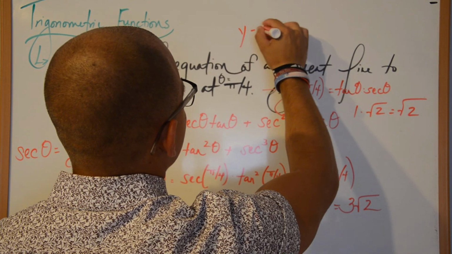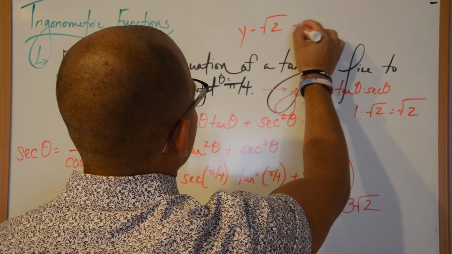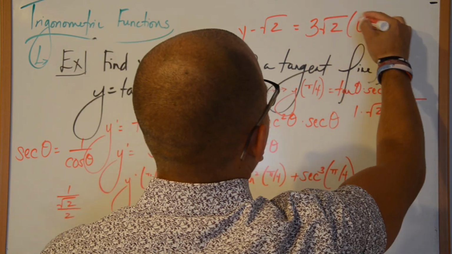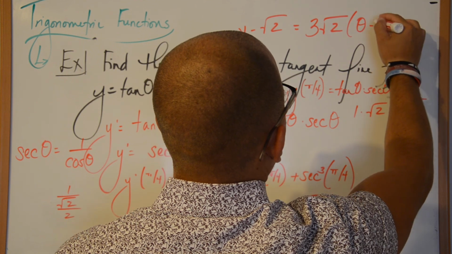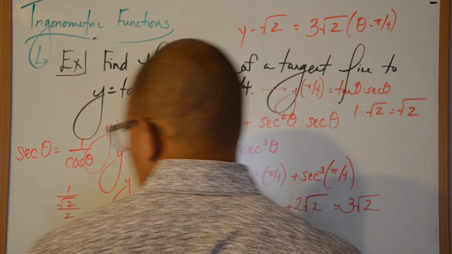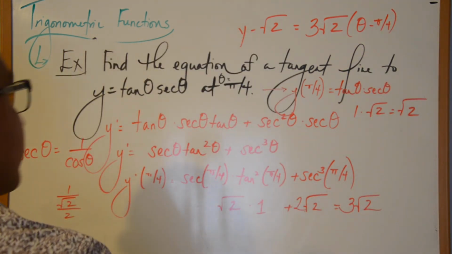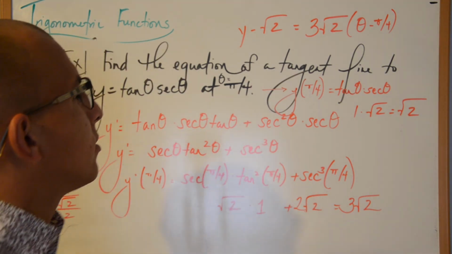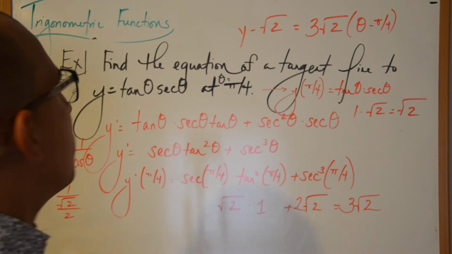So y minus root 2 equals the slope, 3 root 2, times theta minus pi over 4. And that is your comprehensive package, bow on top.